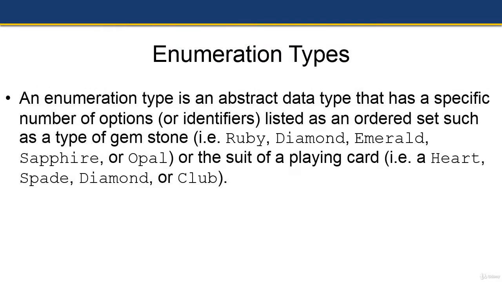An enumeration type is an abstract data type that has a specific number of options or identifiers listed as an ordered set, such as the type of a gemstone, i.e. a ruby, diamond, emerald, sapphire, or opal, or the suit of a playing card, i.e. heart, spade, diamond, or club.